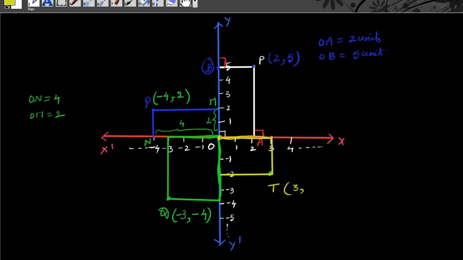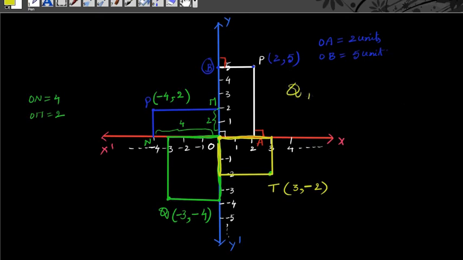Next, the same process: the distance from the origin to the foot of the perpendicular on the y-axis for T is 2. This is downward from the origin. That's why we can take -2. What is the value here? -2. That is the point. So observe, one more condition is here.